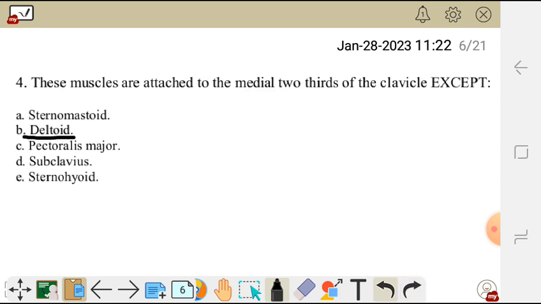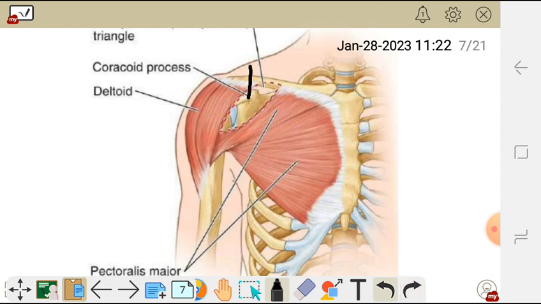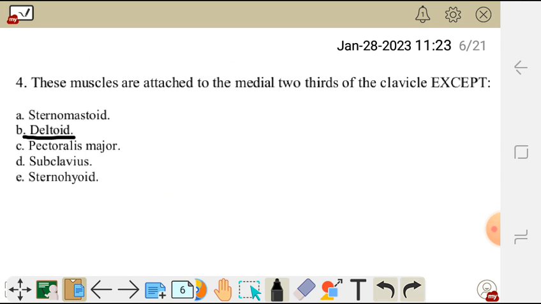The deltoid muscle does not attach on the medial two-thirds, but instead it attaches on the lateral third of the clavicle. So this is the deltoid muscle, and it attaches on the lateral side. We have the medial line, and all this part which is close to the medial side is called the medial two-thirds of the clavicle. But the deltoid is attaching on the lateral third of the clavicle. So except deltoid. So the correct answer for question 4 is B.